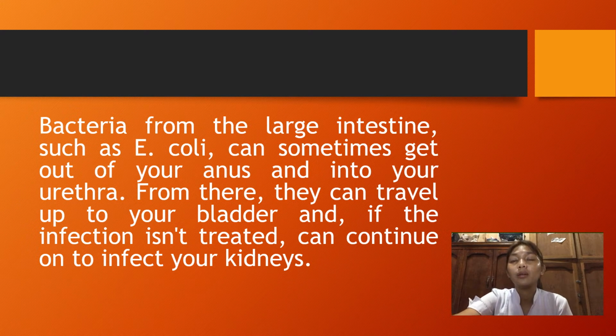So next, bacteria from the large intestine, such as E. coli, can sometimes get out of your anus and into your urethra. From there, they can travel up to your bladder, and if the infection isn't treated, can continue on to infect your kidneys. Yung E. coli po is a bacteria na natatagpuan in the lower intestine of warm-blooded organism.